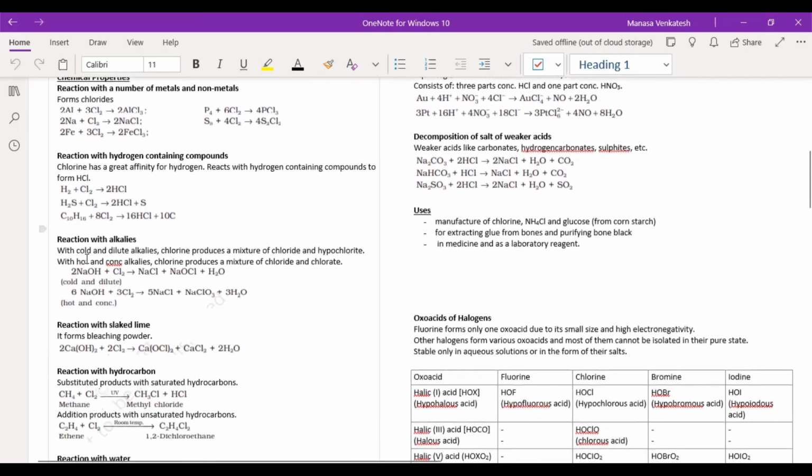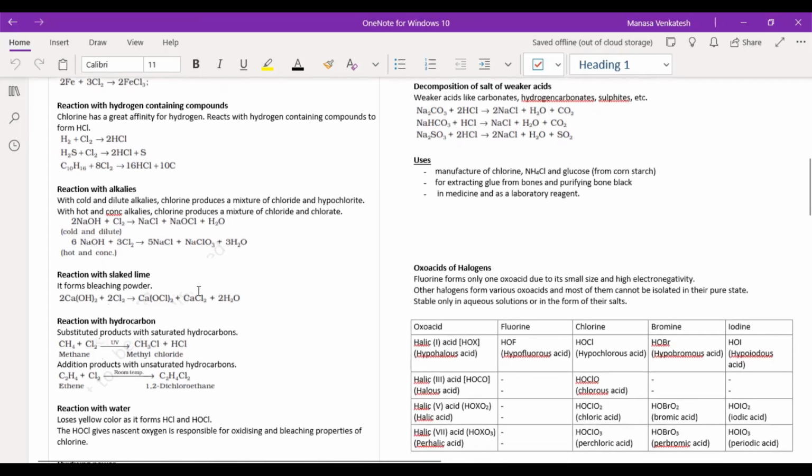Reaction with alkalis: with cold and dilute alkalis, it produces a mixture of chlorides and hypochlorites. Here you have NaCl and NaOCl. And hot, it forms a mixture of chloride and chlorate. So based on the condition that it undergoes the reaction at, it leads to the formation of various products. On reaction with slaked lime, it forms bleaching powder, and bleaching powder has a variety of uses.